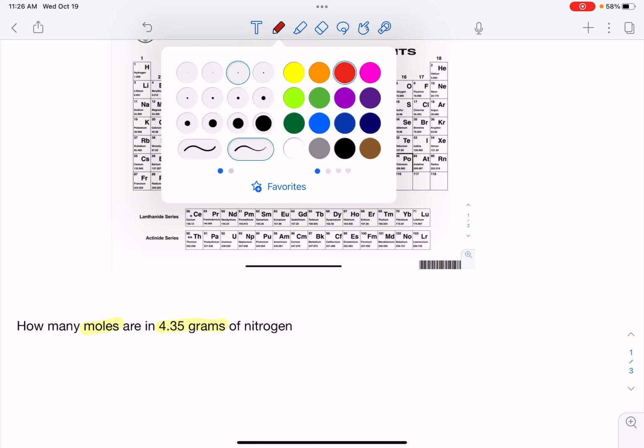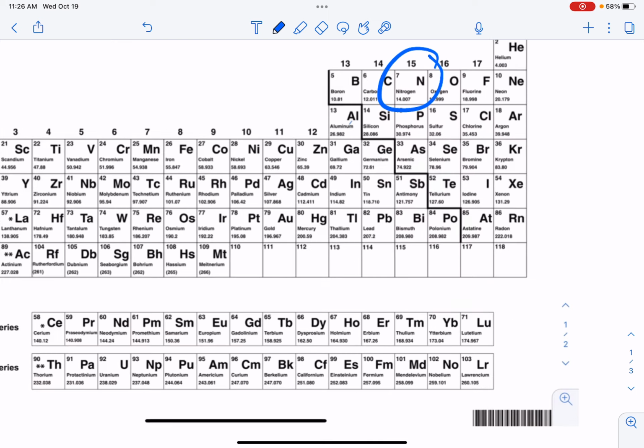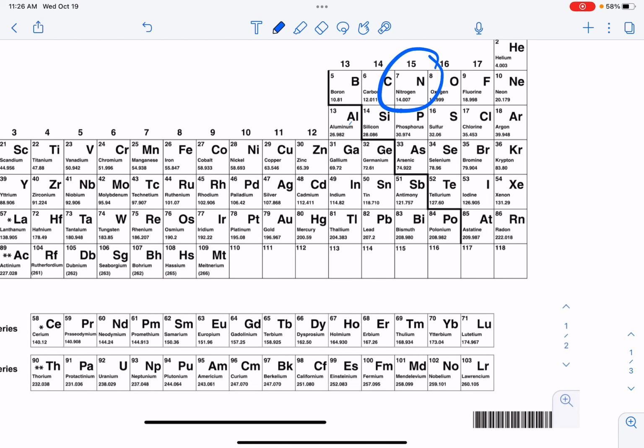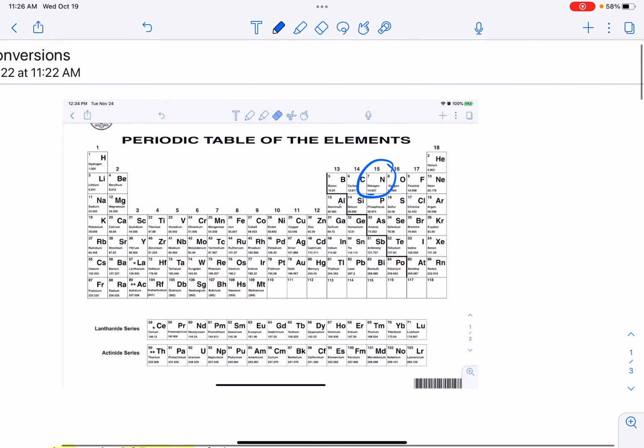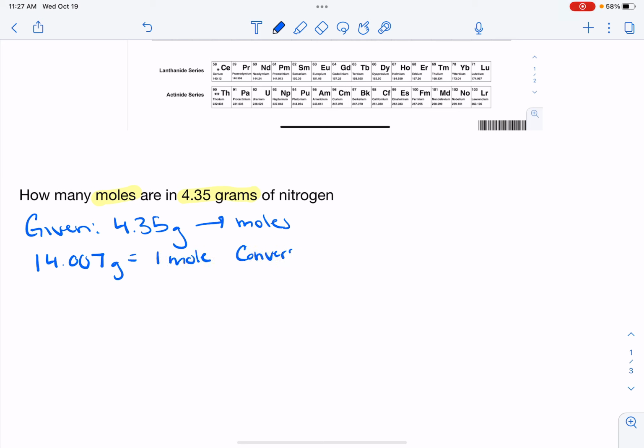So in this case, I always write down my given value, that 4.35 grams. And I'm trying to convert that to moles. Whenever I have something in grams, I need to find the molar mass using the periodic table. So I'm going to look for nitrogen, which is right here. And we can see the molar mass down there at the bottom is 14.007. So that means for nitrogen, 14.007 grams equals 1 mole. And this is my conversion factor.